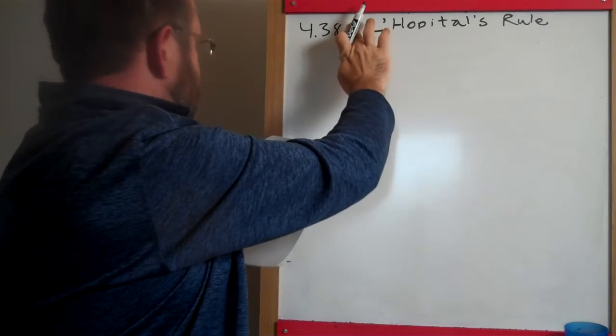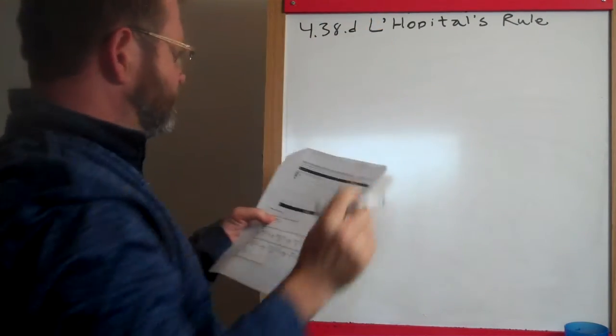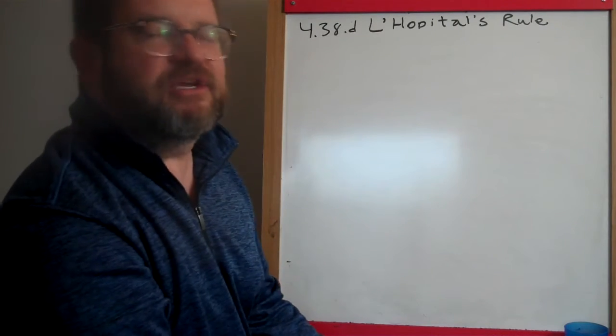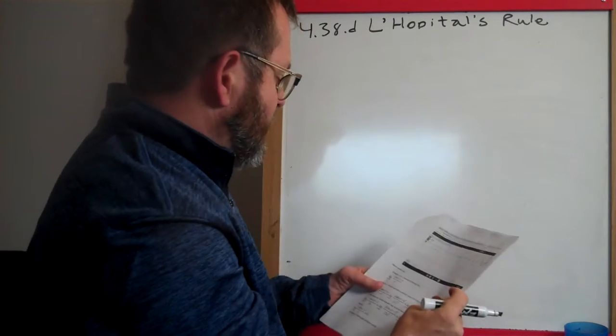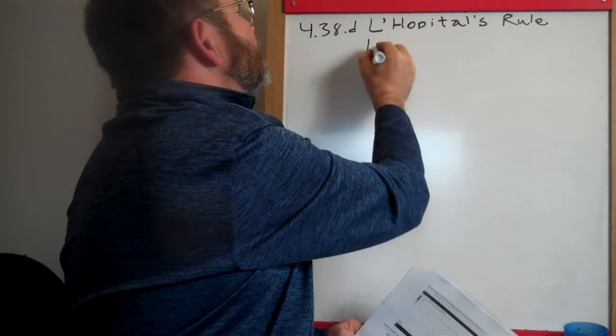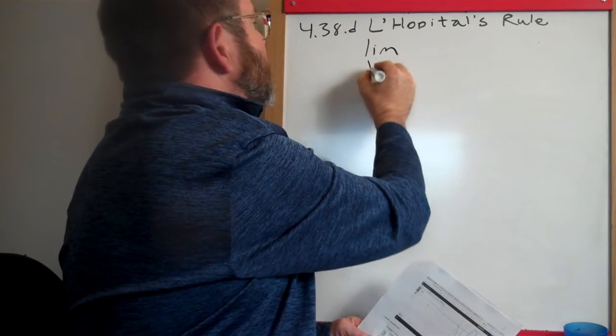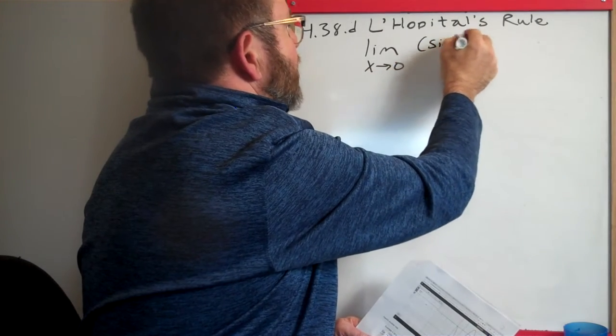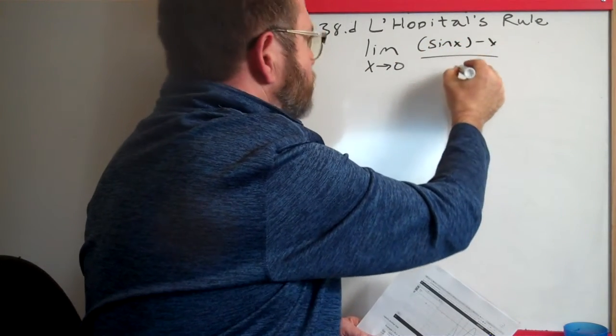Let's do another one. This is 438D. I like this one because it does something that L'Hopital's rule problems often do. It's asking us to evaluate this limit: the limit as x approaches 0 of sine x minus x, all over x squared.